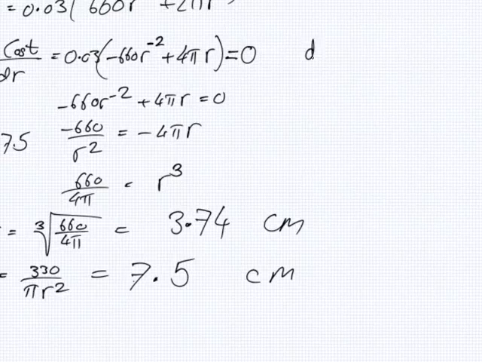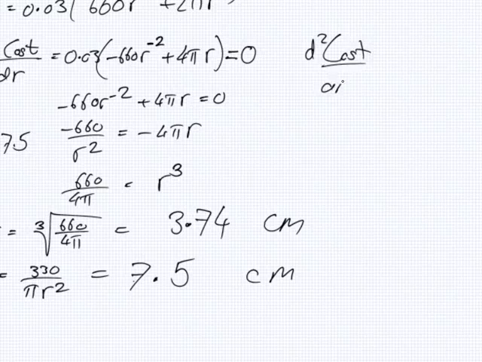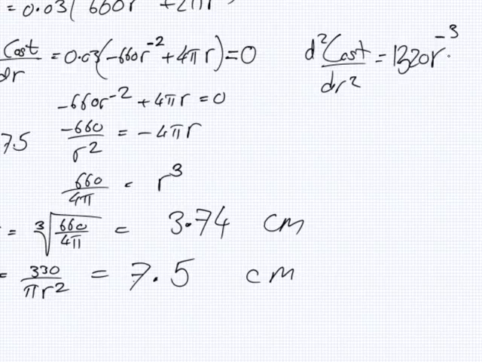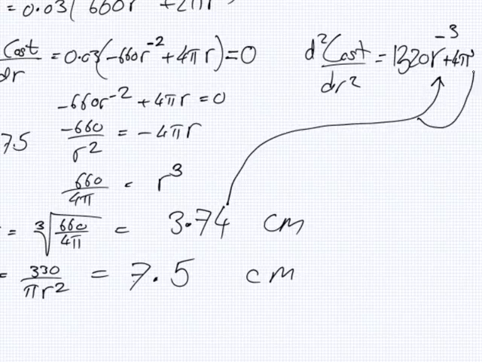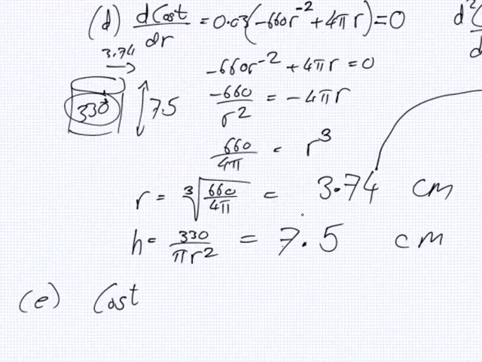So a quick check here, what's the second derivative here? If I bring the power down again, what do I get? No, 660 times 2, 1320 or minus 3 plus 4 pi. Now I don't even need to calculate this, because I can clearly see when I put a positive number in here and a positive number in here and add them together, the result will be positive, which makes it a minimum. So I know for certain that this will be the minimum cost.